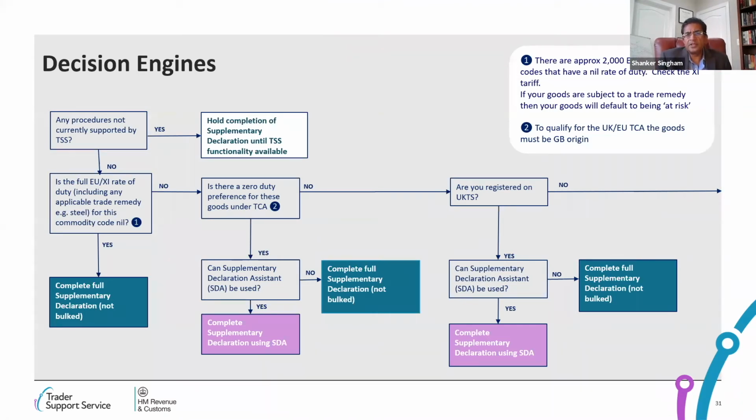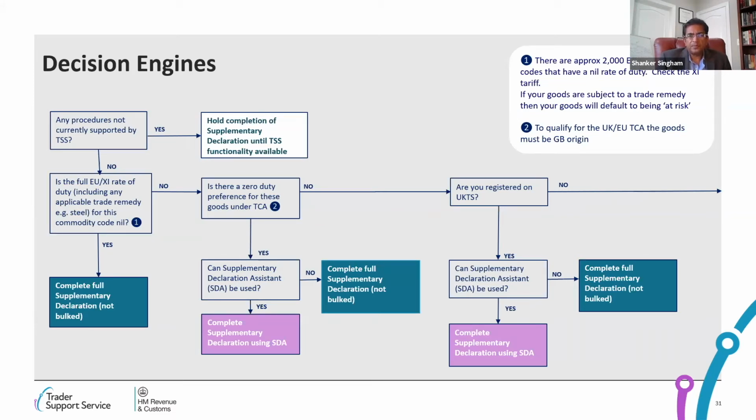Now, we've got a couple of decision engines here. We call them decision engines because they're not exactly like decision trees. They are more an input of information and a sort of decision that comes out of them. So just to quickly walk you through these. First of all, you're about to do a supplementary declaration, you ask the question, are there procedures not supported by TSS? Because if there are, then you can absolutely hold the completion of the supplementary declaration until TSS functionality is available.